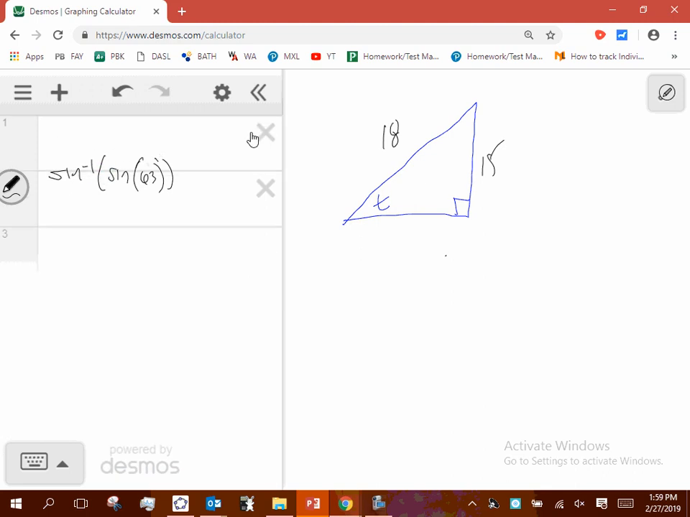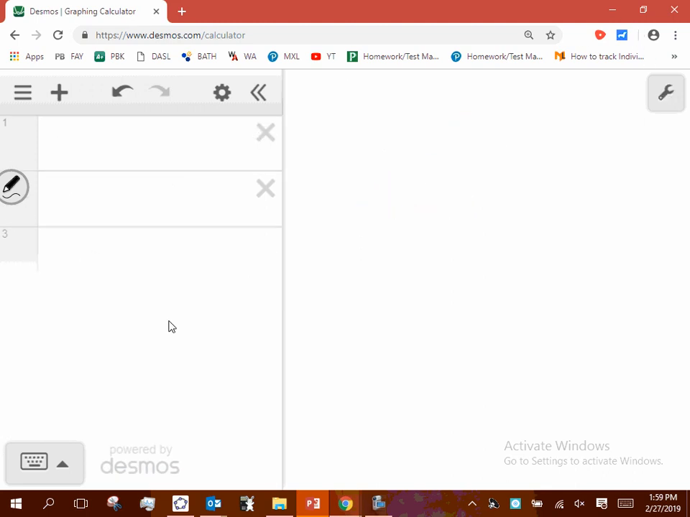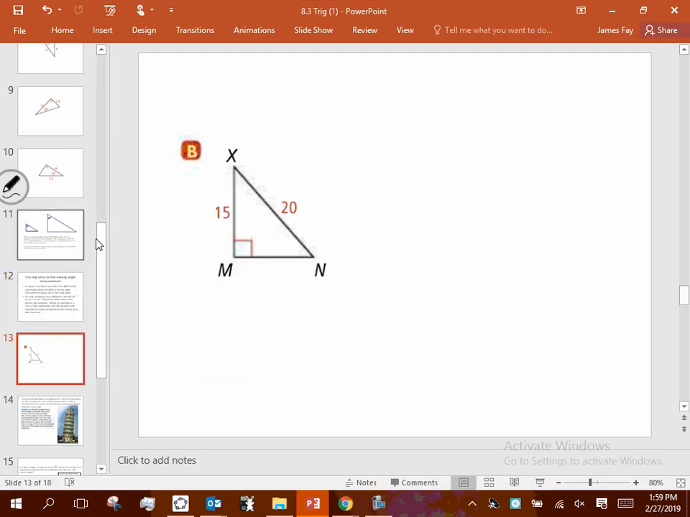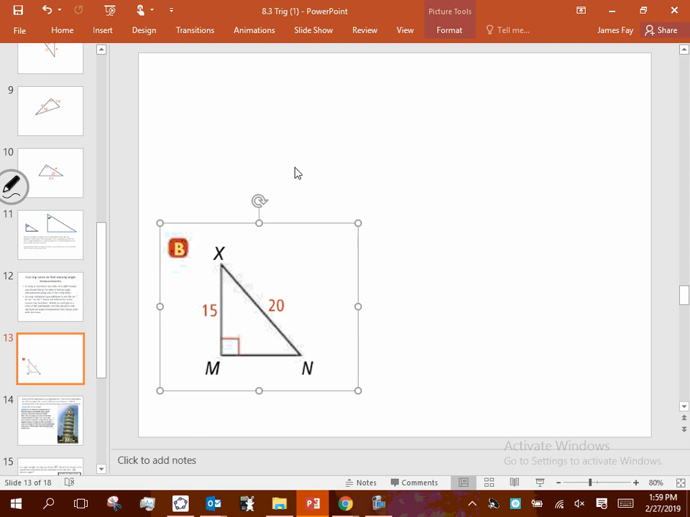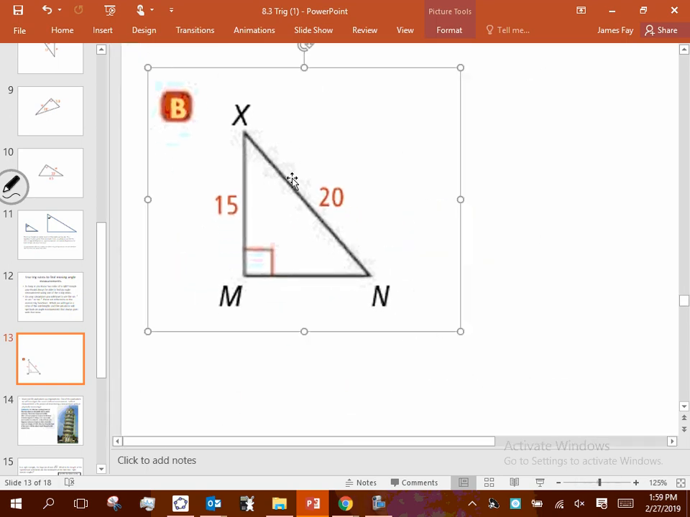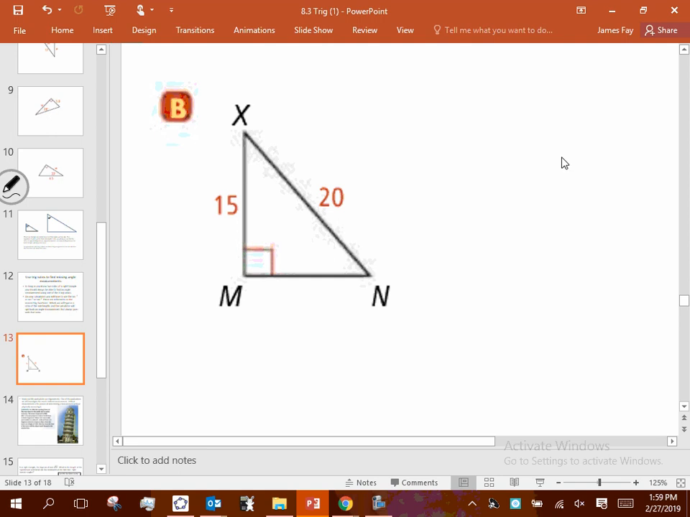Okay. So we understand that hopefully, and we understand that our calculator is programmed in a manner in which when I type in a ratio with that function, it's going to spit back to us the angle that's paired with it. Okay? So what I want to do right now is find the measurement of angle N. In the directions somehow they'll say find angle N.